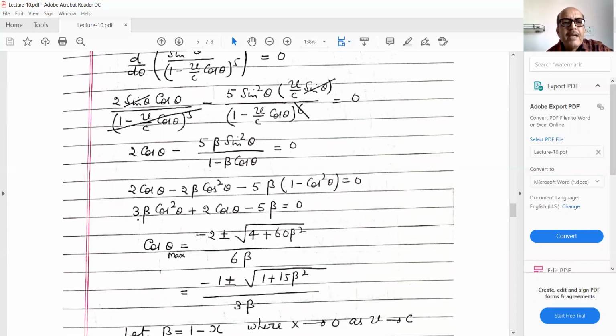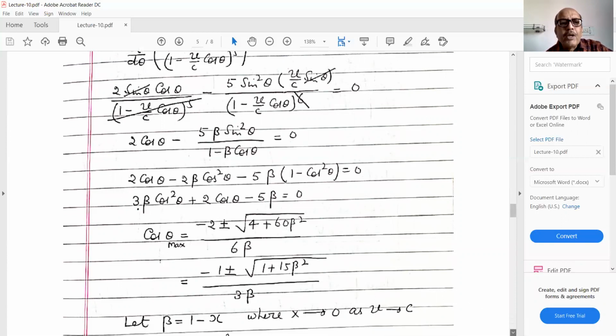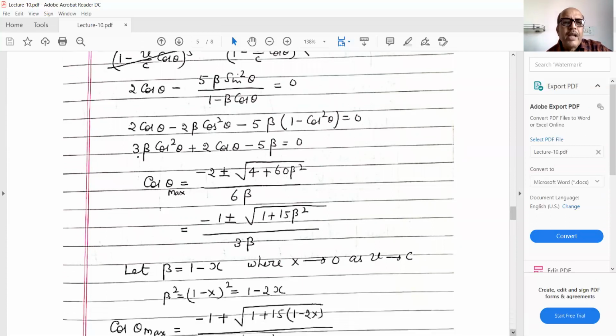So this is now minus 2 plus minus under root of 4 plus 60 beta square upon 6 beta. Take out 2 common and it becomes minus 1 plus minus under root of 1 plus 15 beta square upon 3 beta. Now I take the positive value of cos theta. So that is why I ignore the minus sign, because the quantity inside the bracket is a quantity more than 1. So I consider a positive sign.